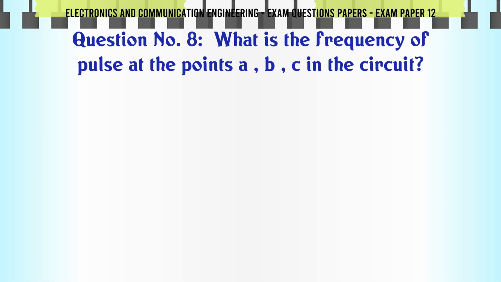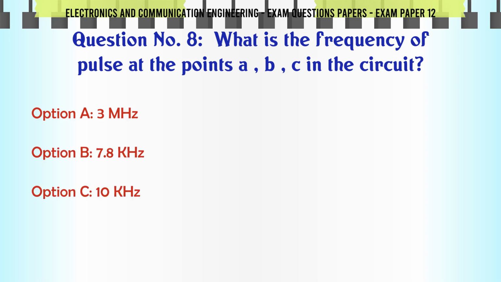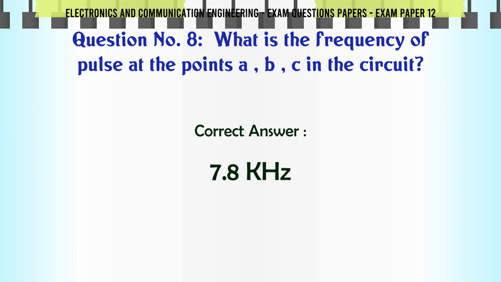What is the frequency of pulse at the points A, B, C in the circuit? A 3 MHz, B 7.8 kHz, C 10 kHz, D 1 MHz. The correct answer is 7.8 kHz.